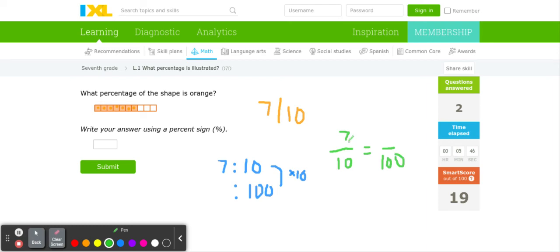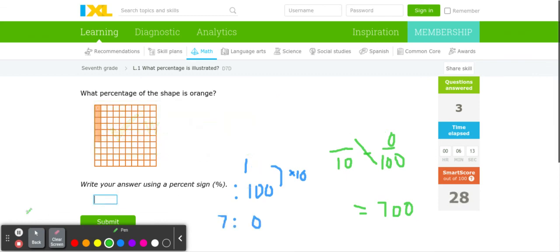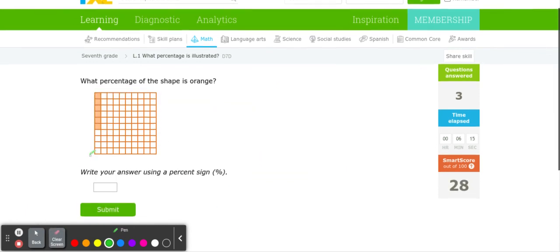And we can do cross multiplying, meaning that 7 times 100 equals 700. So what is 10 times what equals 700? And if you know, 700 divided by 10 equals 70. So although this block that we were given is not a hundreds block, we can change it to be out of 100. And we can do that in a ratio form or in a fraction form.